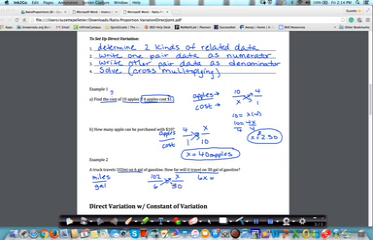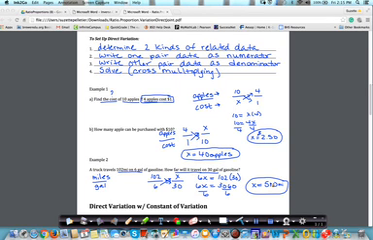6x equals, we need 102 times 30, which gives us 3,060. And then we're going to divide that by 6. And we get x equals 510. So 510 miles is how far we can go on 30 gallons of gas.